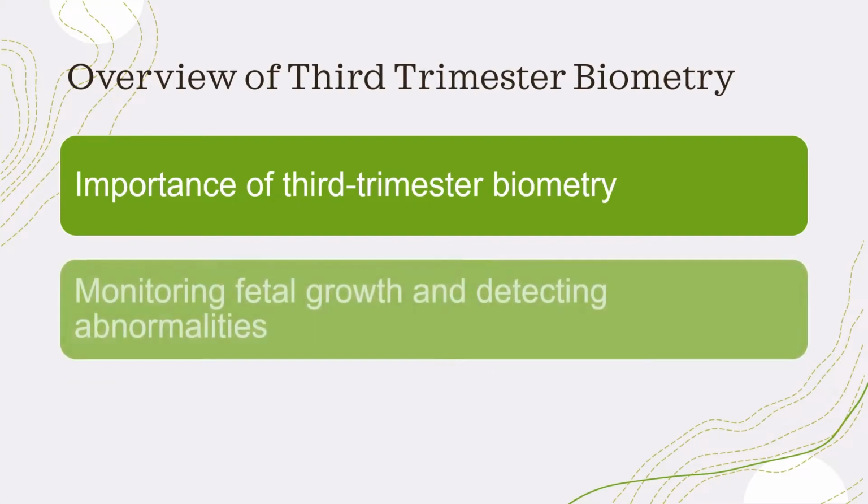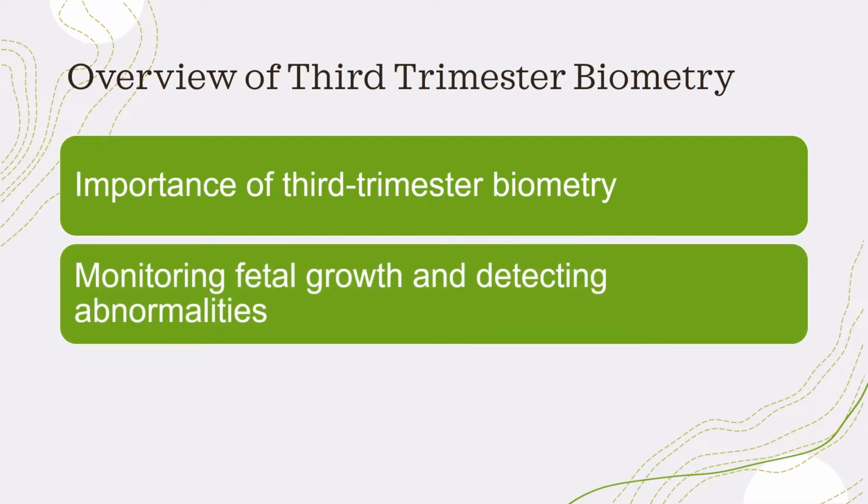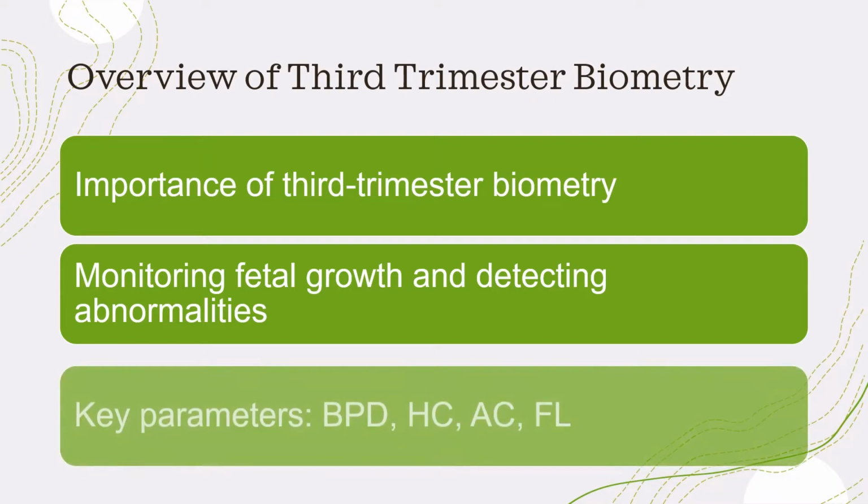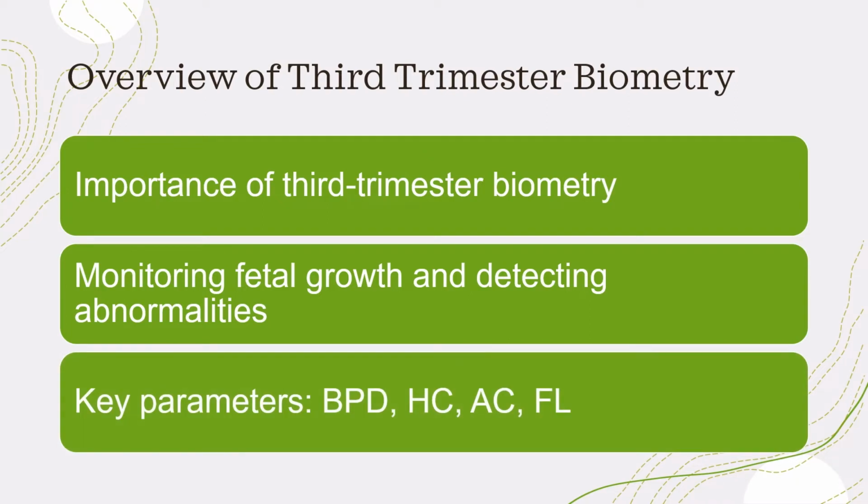Unlike earlier pregnancy stages, the third trimester focuses on assessing how the fetus is growing, providing valuable information for clinical decision-making and patient care. We'll explore essential parameters like biparietal diameter, head circumference, abdominal circumference, and femur length, which are crucial for determining fetal well-being in the final stages of pregnancy.